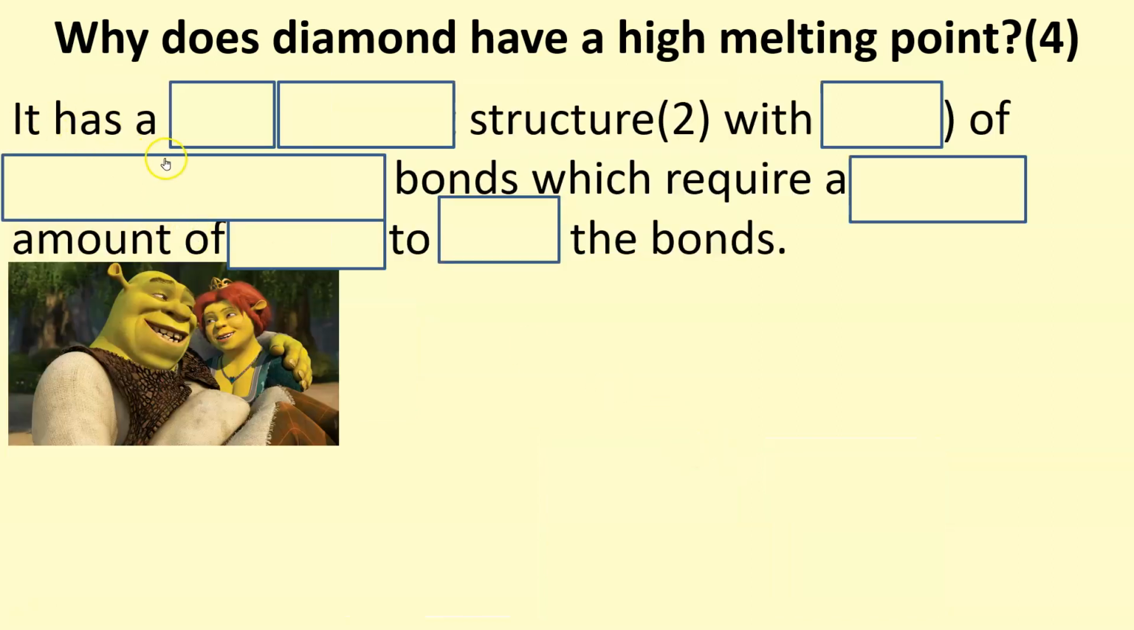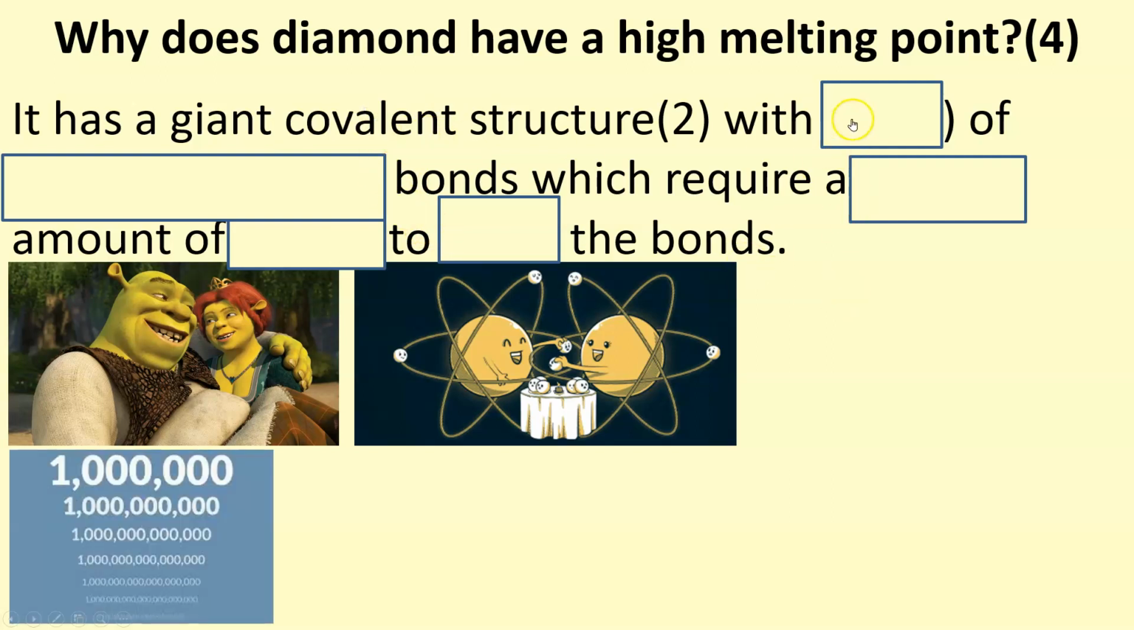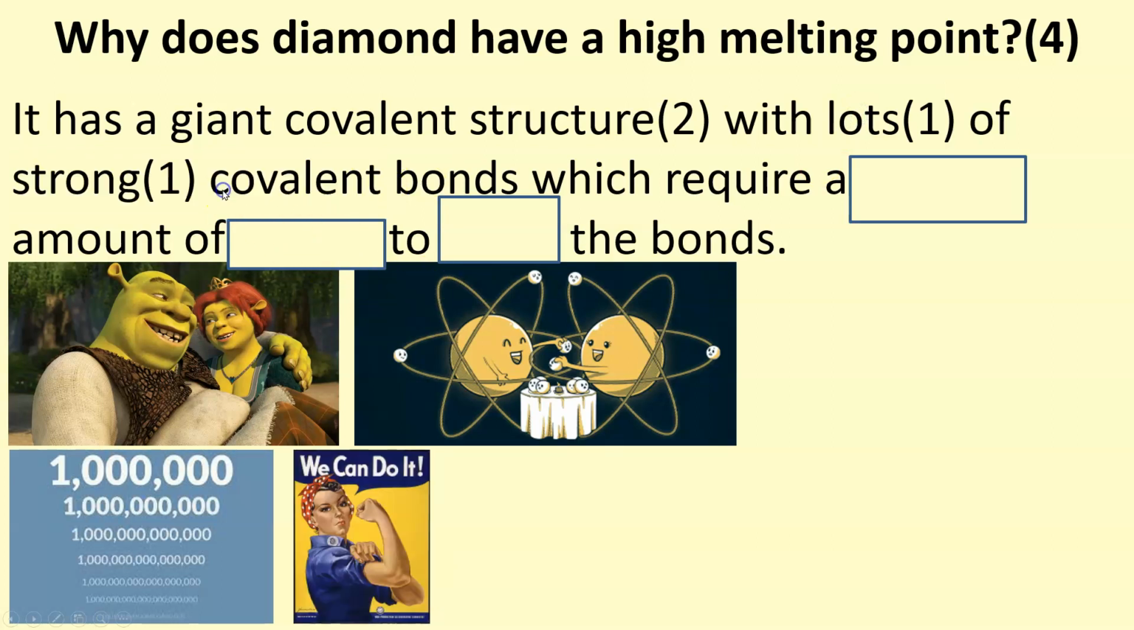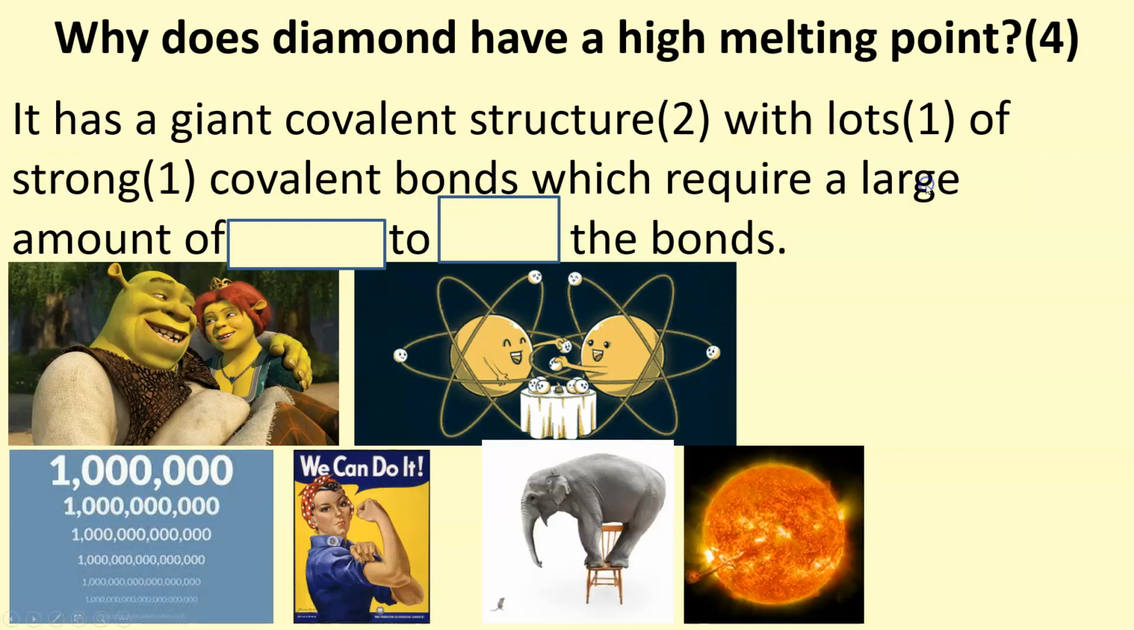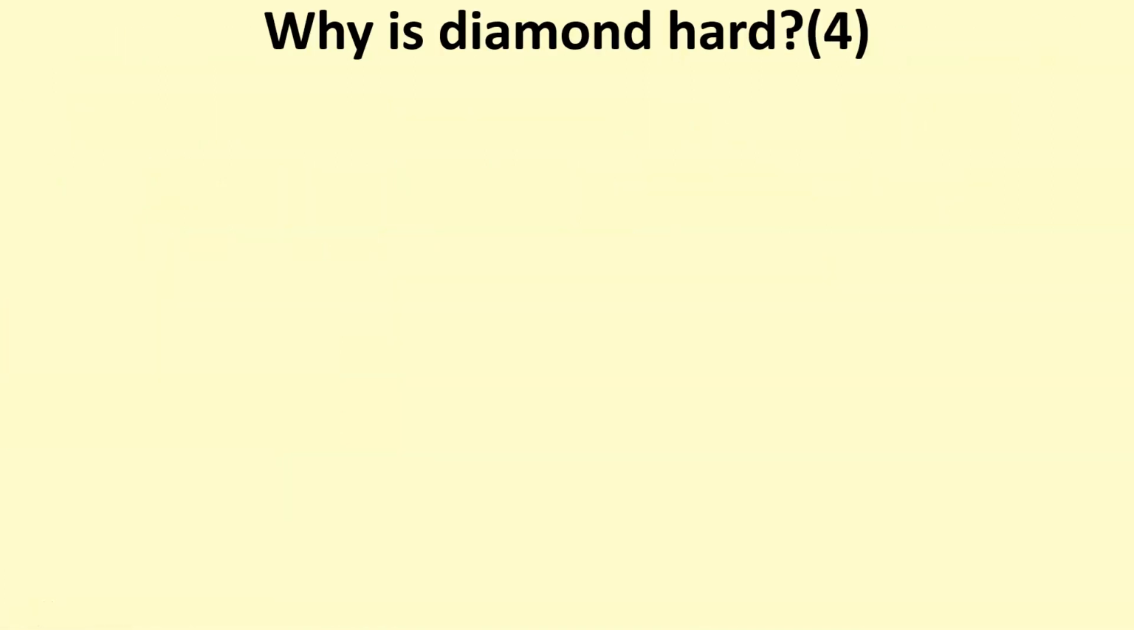So firstly, Shrek. What does the image of Shrek represent? It represents that diamond has a giant covalent structure with lots of strong covalent bonds, which will require a large amount of energy to break the bonds. Really important to learn this definition and try to be, relatively speaking, as close to this definition as you can be. Why is diamond hard?